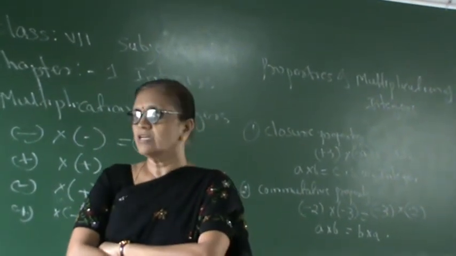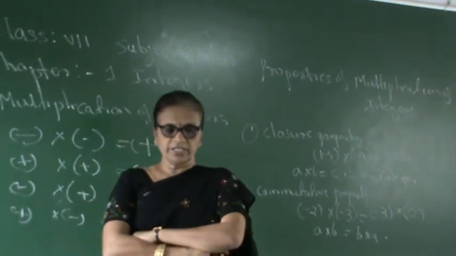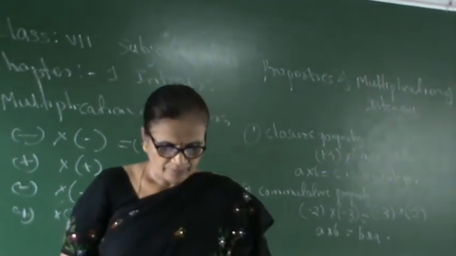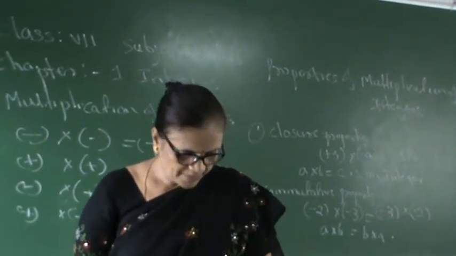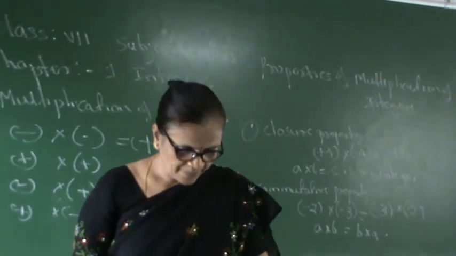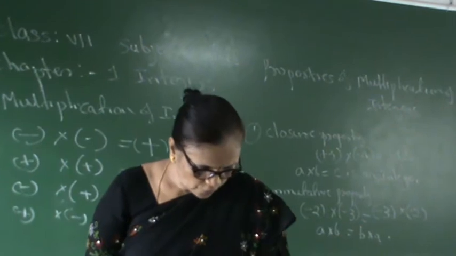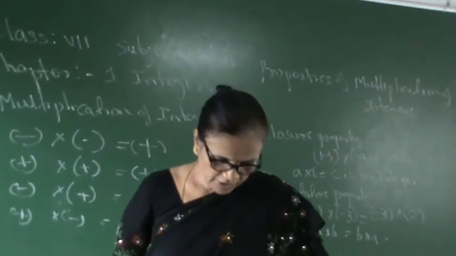Now I will start the next exercise, 1.3. So we are doing the multiplication of integers. In this multiplication of integers, we have to first learn about the properties and the rules for the multiplication of integers, before going to exercise 1.3. See, you know it already.